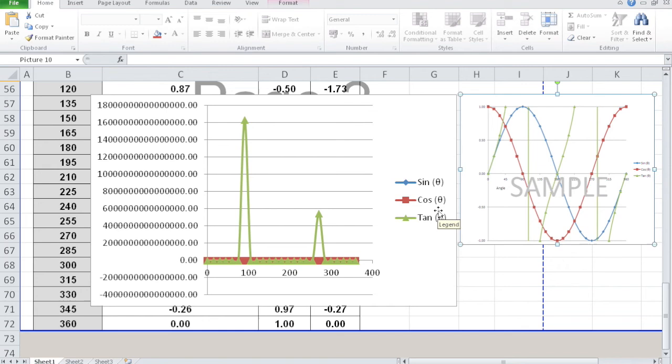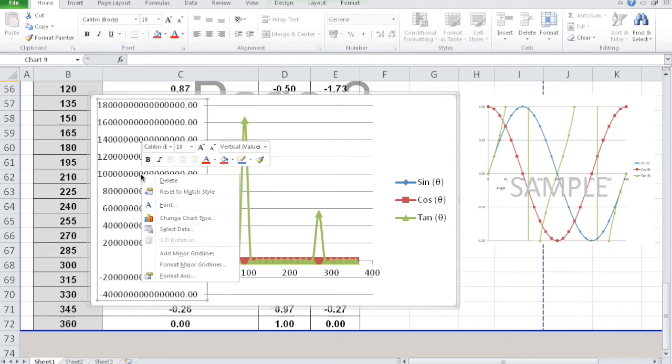You need to change the scaling of the axis. This one goes from -1 to +1 only. This one goes to billions to minus billions. And what is throwing it out of proportion? You remember that big value of tan. So we want to change the scale of these numbers.